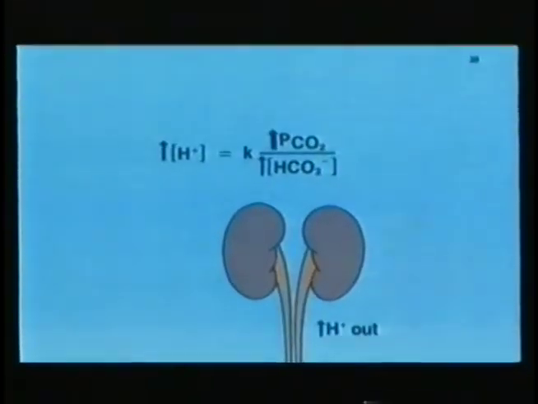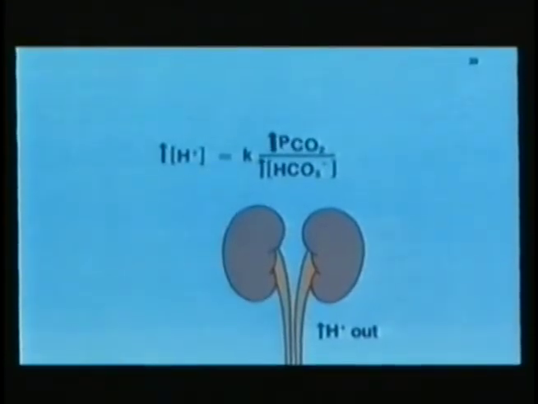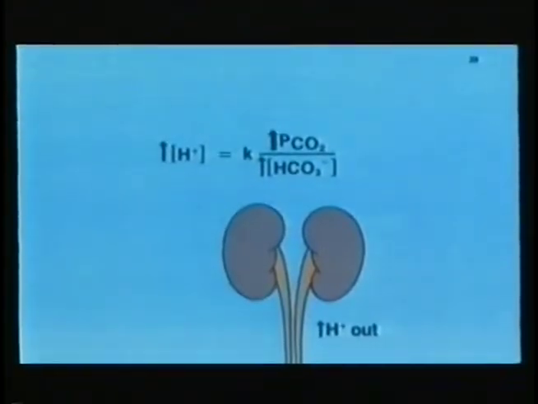39. An increase in PCO2, respiratory acidosis, and attendant increase in hydrogen ion concentration results in increased renal hydrogen ion excretion and in a corresponding increase in bicarbonate ion generation and plasma bicarbonate ion concentration.